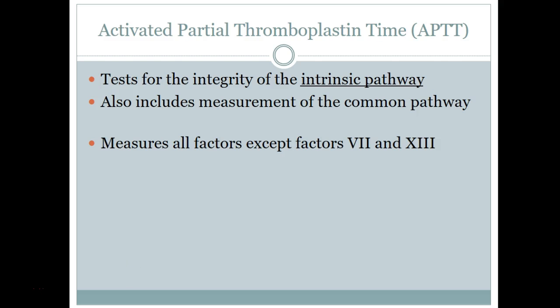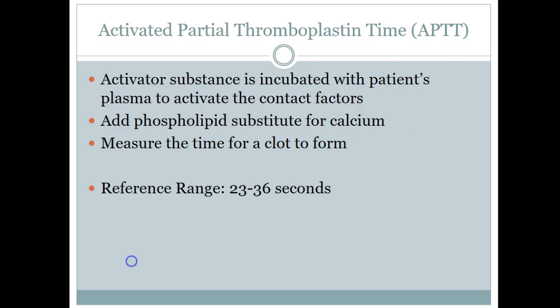All right, the APTT, another common test, is going to test the intrinsic pathway, which also, of course, includes the common pathway. Essentially, it's everything except factor 7, because 7 only belongs in extrinsic. And again, except factor 13, because factor 13 is tested by that urea solubility. So with APTT reagents, we are using an activator substance. There will be an activator reagent that will help mimic the contact factors.